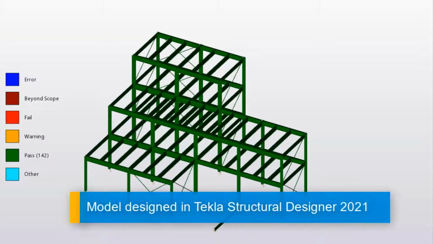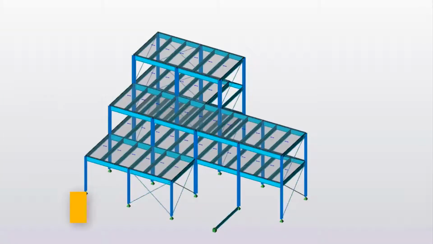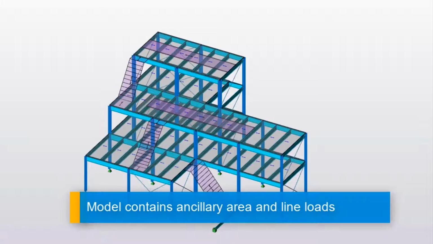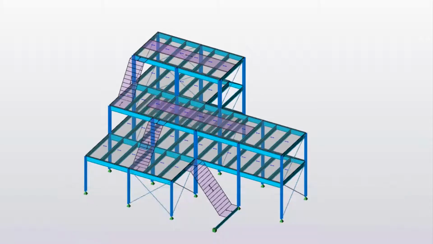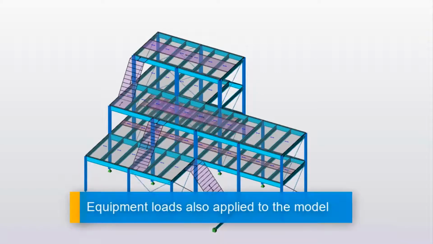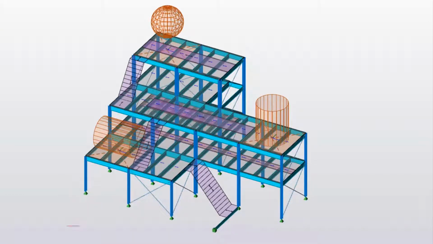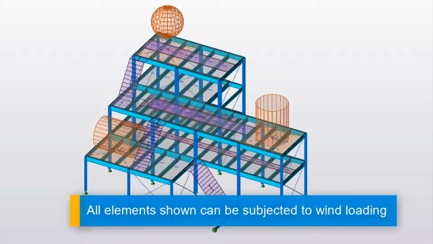Wind impact loading on open structures. A new feature added to Tekla Structural Designer 2021 is the ability to add wind impact loading to members and objects. A model with ancillary line and area loads along with equipment loading. All elements shown can be subjected to impact wind loading.